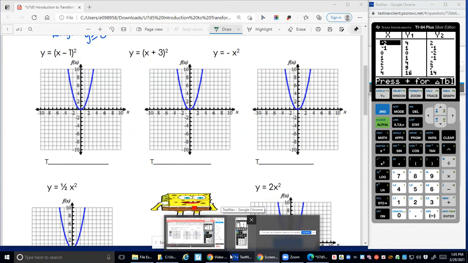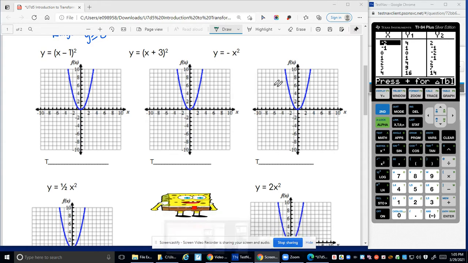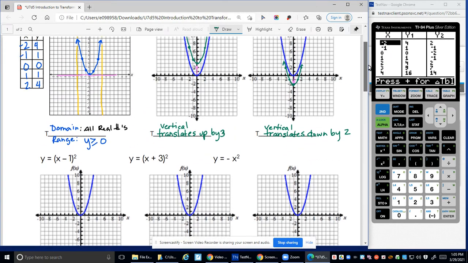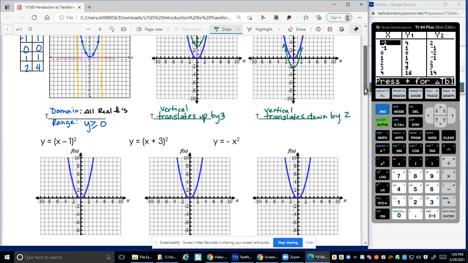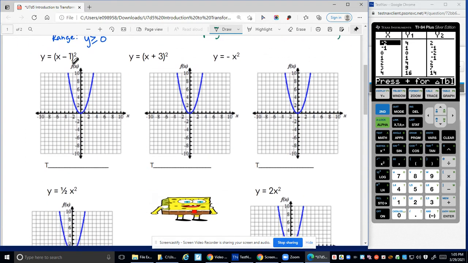Okay, let's go ahead and start here with a new type of transformation. Now, you notice that last time when we were adding and subtracting, it was happening outside of the x squared and there was no parentheses, right? This time it's inside the parentheses, and that's a big deal, okay?